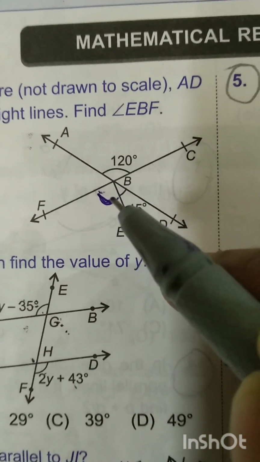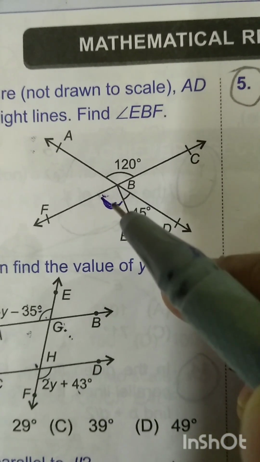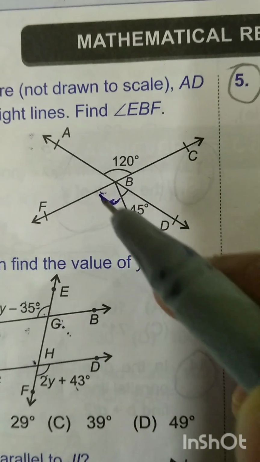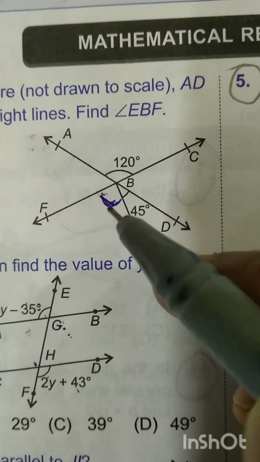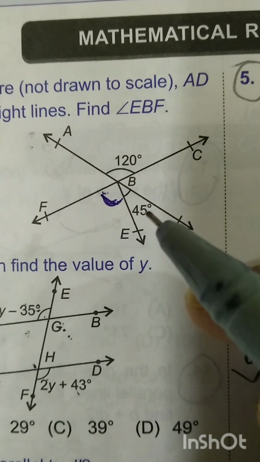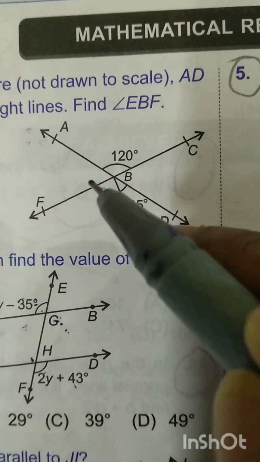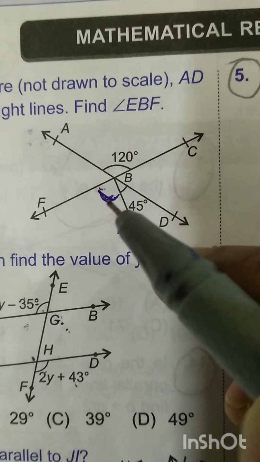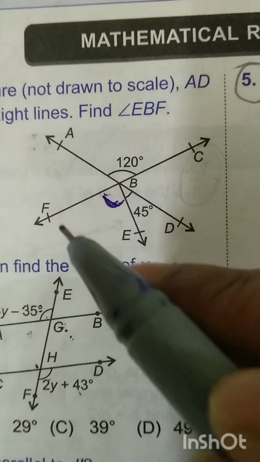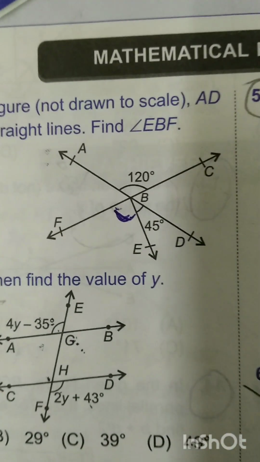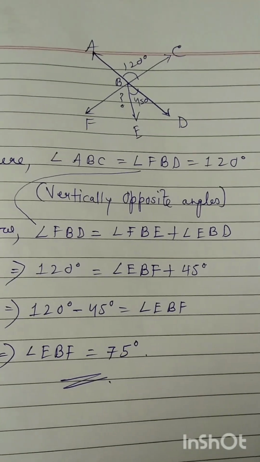Now, since this whole angle is vertically opposite to this angle, their values will be the same. This whole angle's value will also be equal to 120 degrees. So, if we subtract 45 degrees from this 120 degrees, then we will get the value of the other part, the bigger part of the angle, that is EBF. So the solution will go like this.